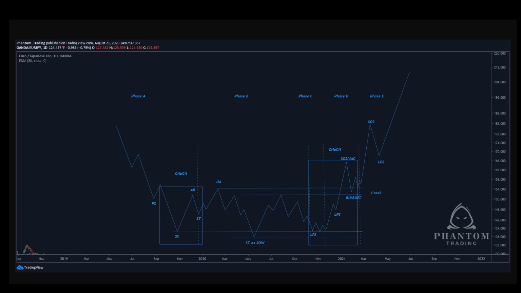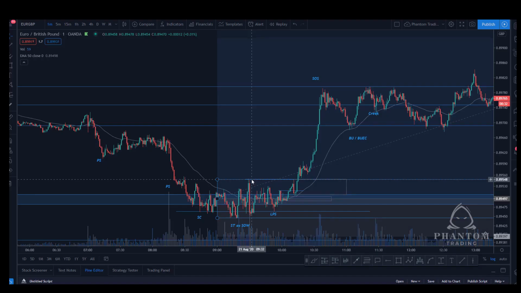Now, we're actually going to take a look at Euro Sterling on the 1 minute time frame, which is where Brad and I executed this position from, after conducting multi-time frame and top-down analysis in Euro Sterling to establish a point of execution and interest.